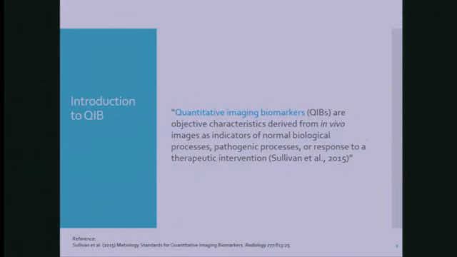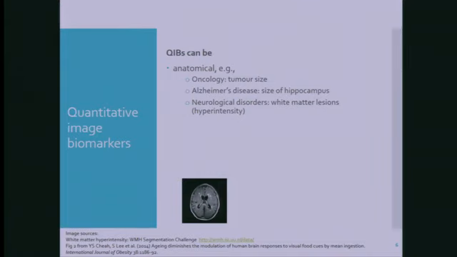So back to the definition of quantitative image biomarker, as Liz has mentioned already, QIBs are objective characteristics derived from in vivo images as indicators of normal biological processes, pathogenic processes, or response to a therapeutic intervention. So of course, I will show you some images. QIBs can be anatomical. For example, in oncology, we'll be looking at tumor size. And recently, there has been work using radiomics to look further, not just at tumor size, but at different texture properties of the tumors.